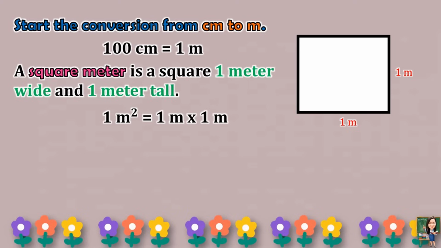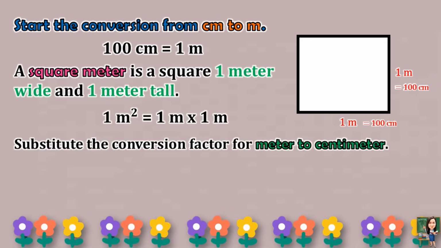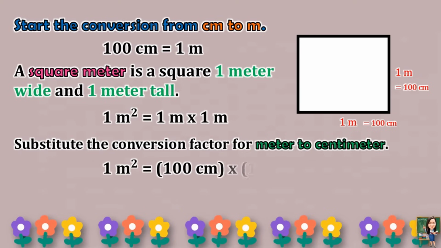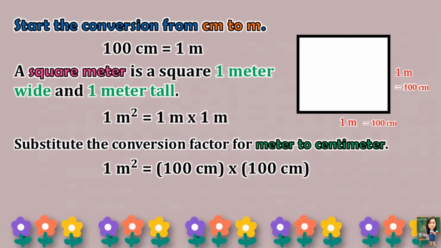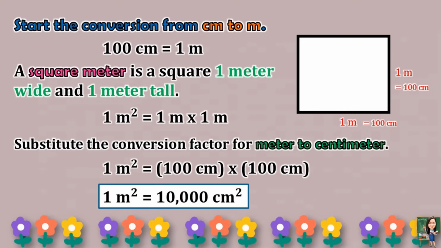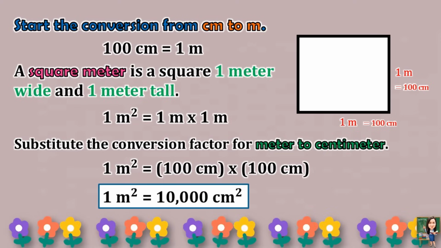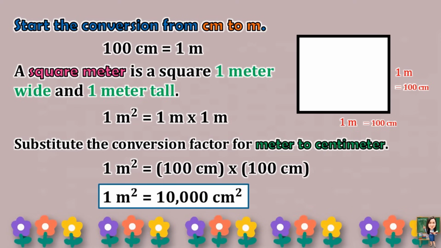1 meter is equivalent to 100 centimeters. As you can see, the sides of the square have the same size. So substitute the conversion factor for meter to centimeter. 1 square meter equals 100 centimeters times 100 centimeters. So 100 times 100 equals 10,000 square centimeters. 1 square meter is equivalent to 10,000 square centimeters. Did you get it, kids?